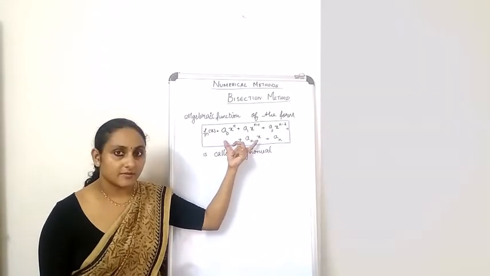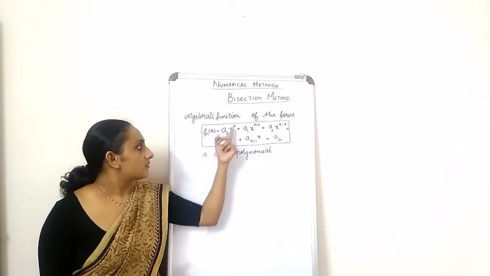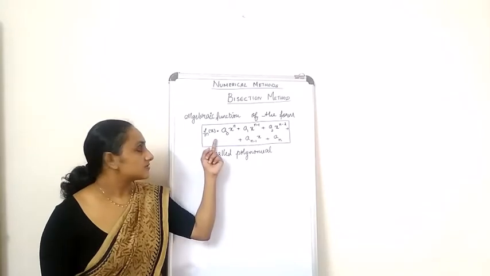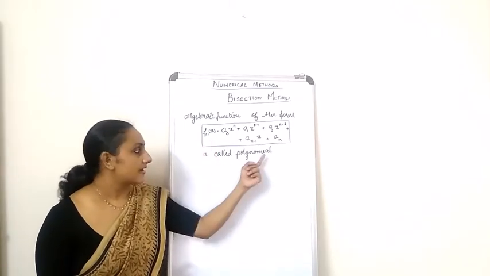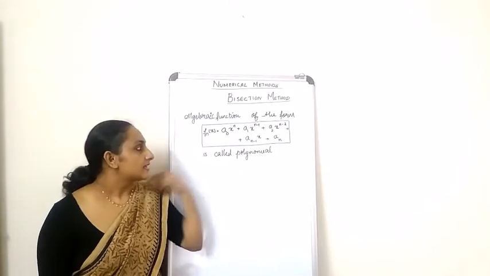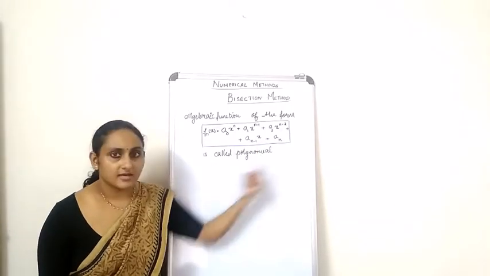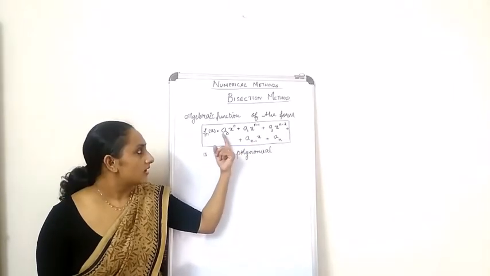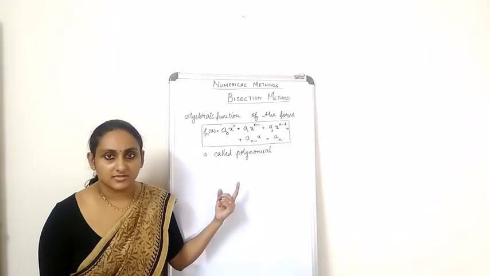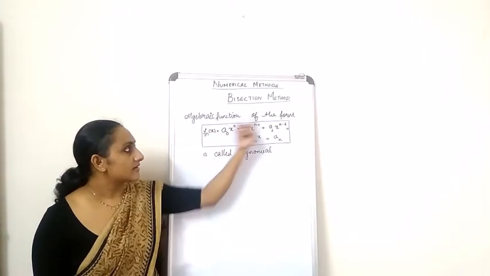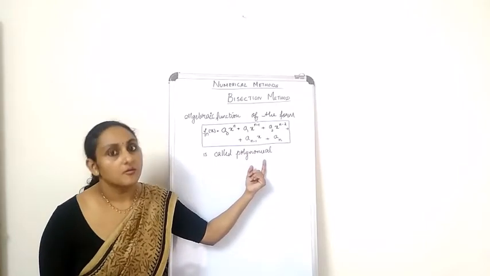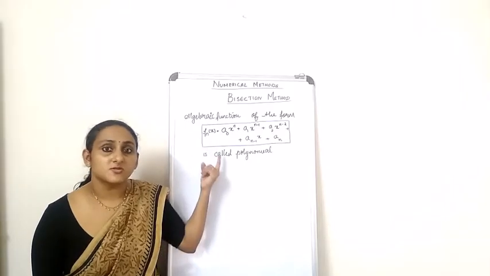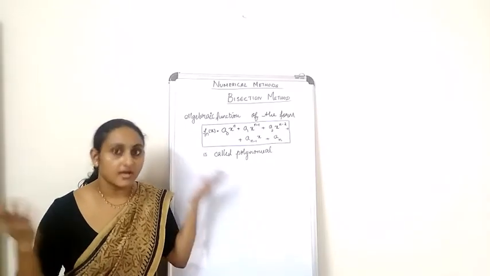Just don't worry about the length of this function. When n is equal to 1, this gets smaller, and this is the general format of what is called a polynomial. Here, if you closely inspect, there is nothing related to any trigonometric functions. That is why I said this is an algebraic form of the function, and it is called a polynomial. When a function like this comes up, you can use the bisection method to find the roots of the equation.